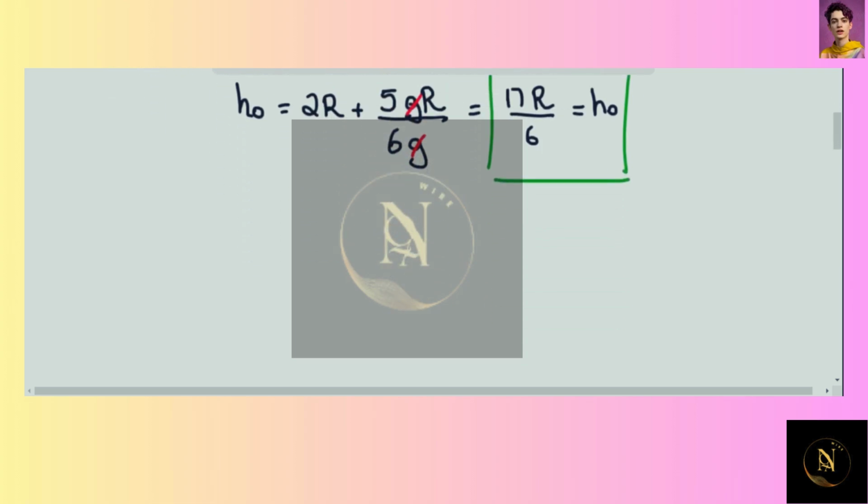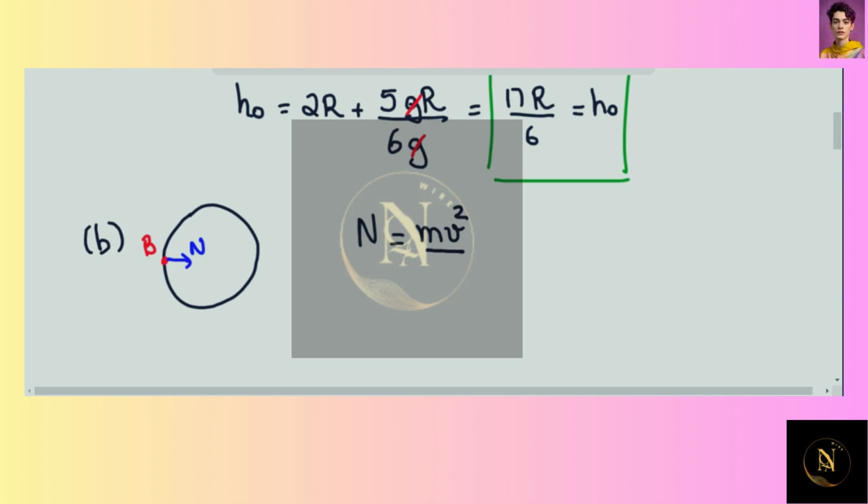Then in question B, we have to find how hard, what is the force that the track exerts on the object at point B. Point B is this one here. Notice that the horizontal force, that is the normal force, is responsible for the centripetal acceleration. So the normal force will be mv squared over r.